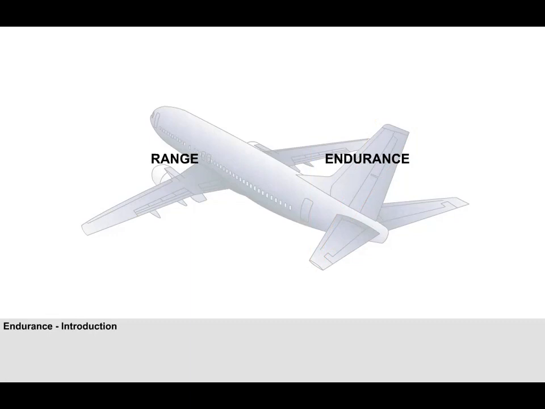The next section of this lesson analyses the two cruise performance parameters, range and endurance. When flying for range, we are asking the question, how much fuel will the airplane use per unit distance? When flying for endurance, we are asking the question, how much fuel does the airplane use per unit time?